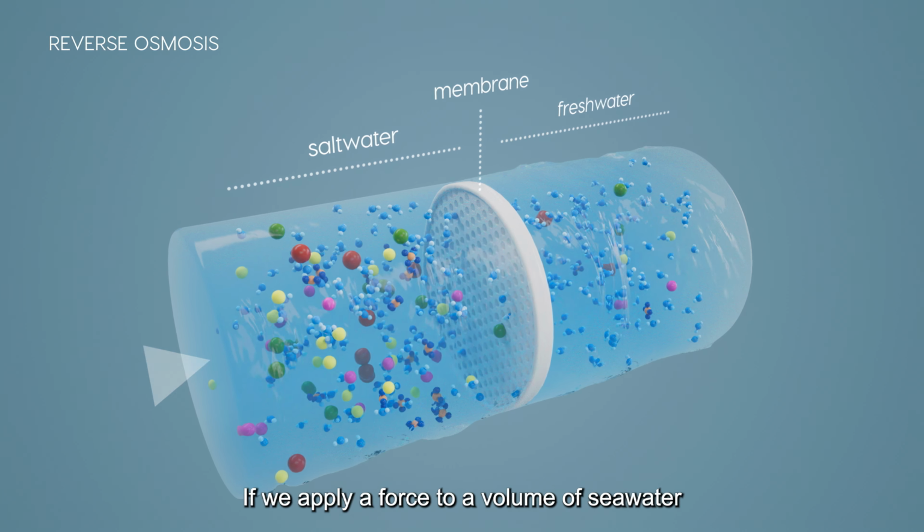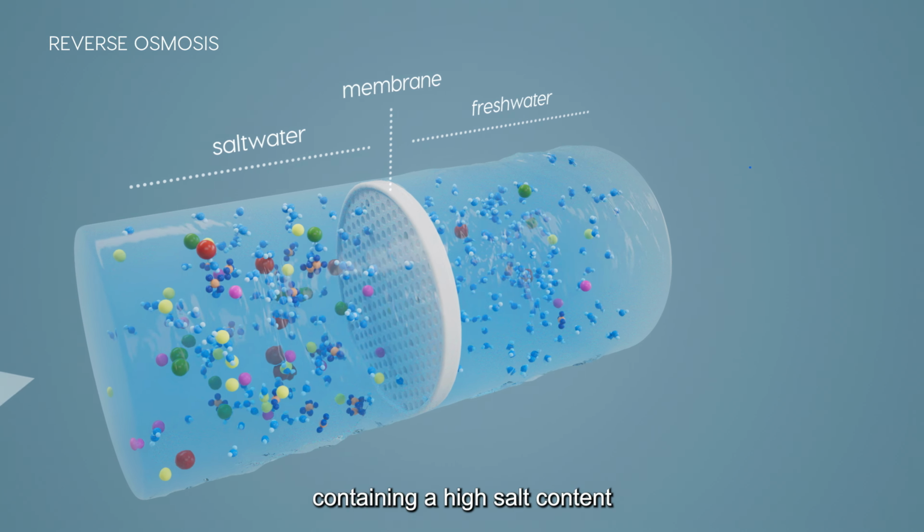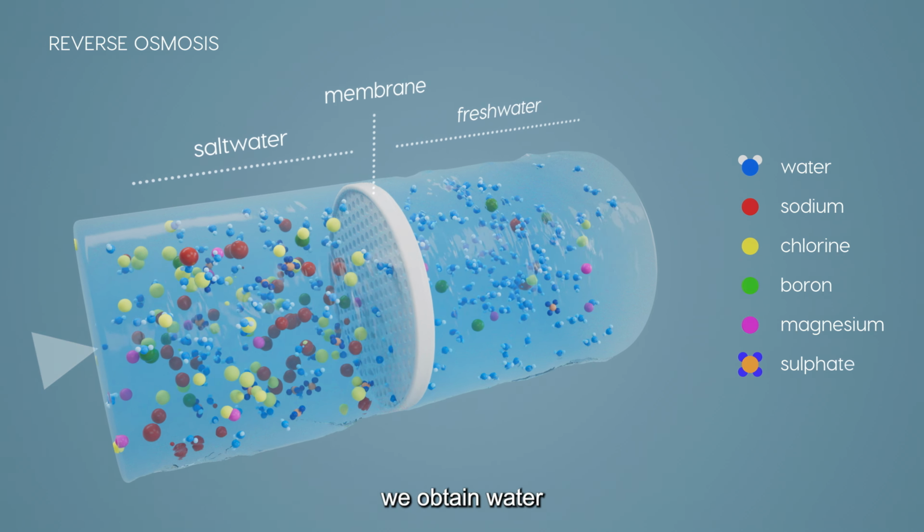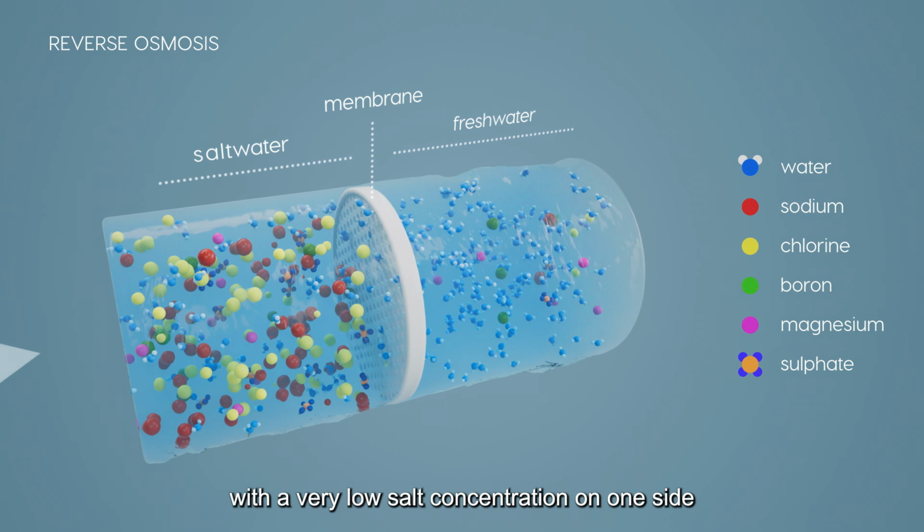If we apply a force to a volume of seawater containing a high salt content and pass it through a semi-permeable membrane, we obtain water with a very low salt concentration on one side and highly concentrated water called brine on the other. This process is called reverse osmosis and has been industrialized to the point where millions of liters of fresh water are obtained from seawater worldwide.